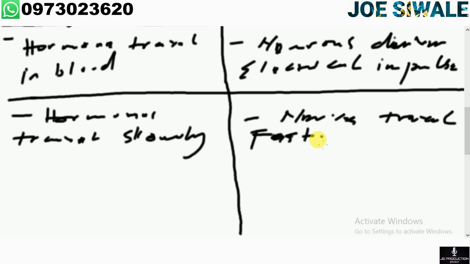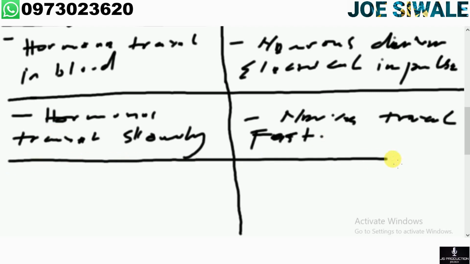Then the other difference is that the response by the hormones lasts for a long period of time, while the response by the nerves lasts for a short period of time.